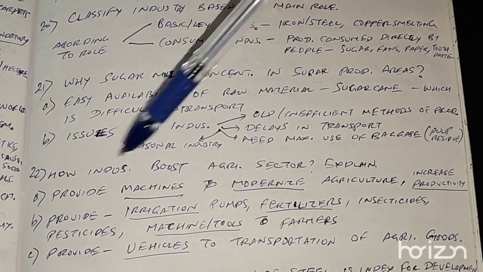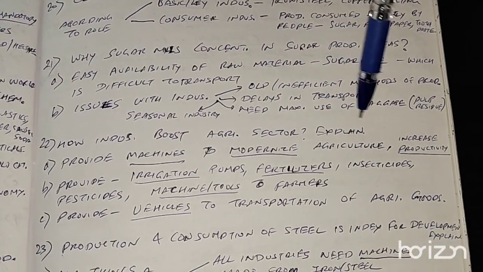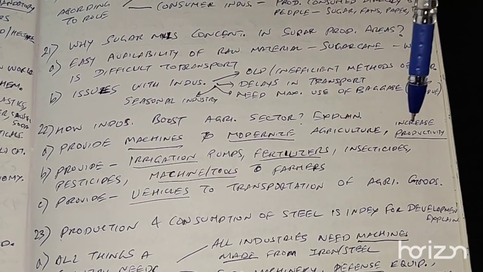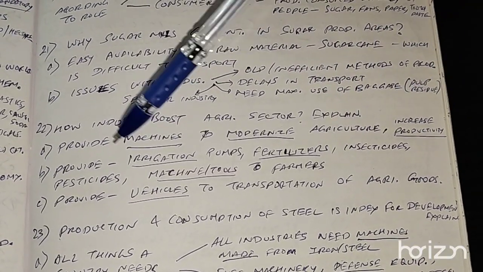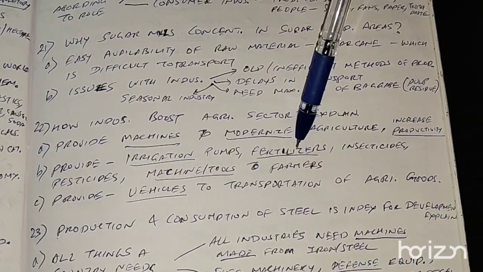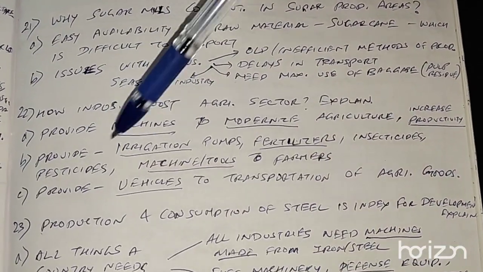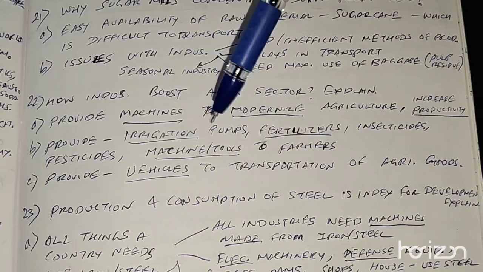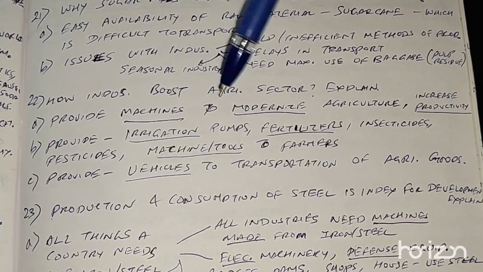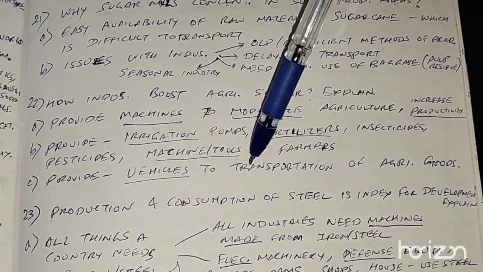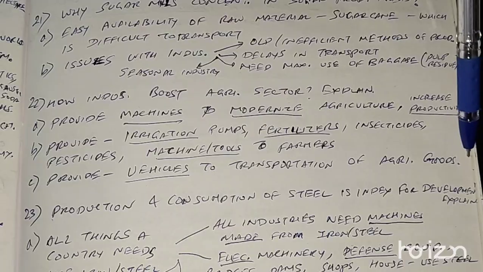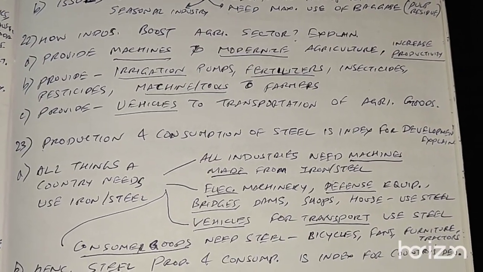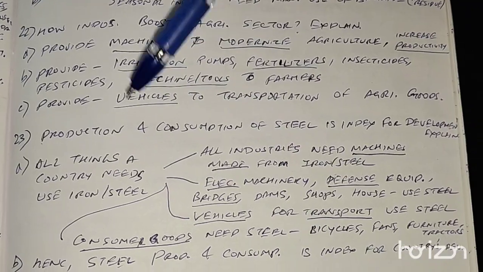Okay, how to boost agriculture sector in India? Explain. We should provide machines to modernize agriculture that increase productivity. We should provide irrigation pumps, fertilizers, pesticides, machine tools to farmers. If you provide all these things to farmers, they will be able to better produce the crops. And provide vehicles for transportation of agri-foods. So these are the steps which we need to take to boost the agriculture sector.